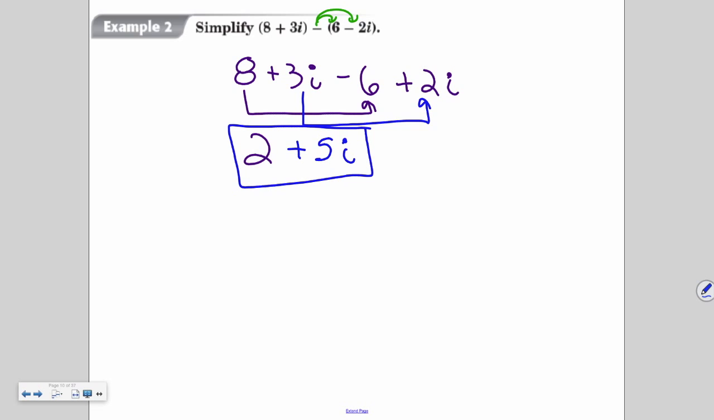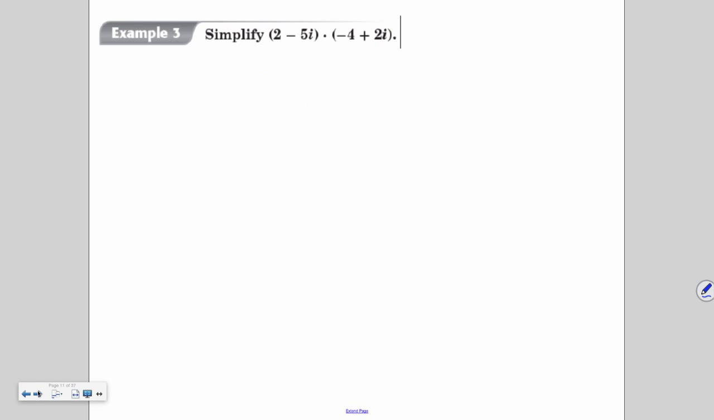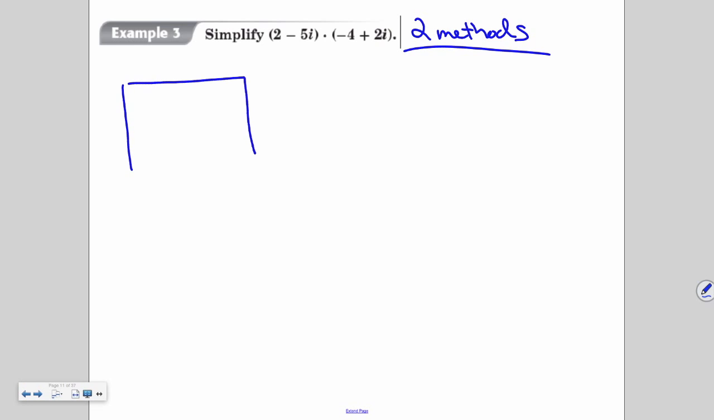The hardest example is when I'm multiplying. Now, there are two methods whenever I'm multiplying these things, and we have done both methods when we're dealing with quadratics. There's the box method, which most people are comfortable with. So I would put 2 minus 5i on top, -4 plus 2i on the side, and multiply.